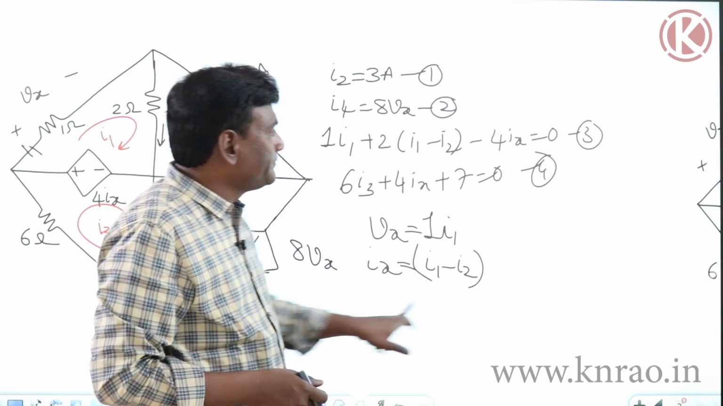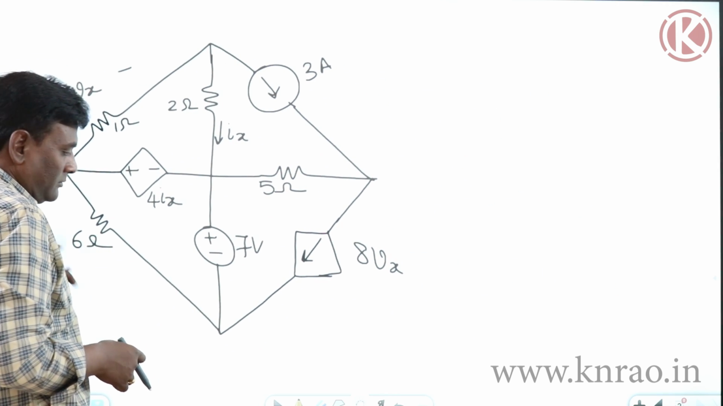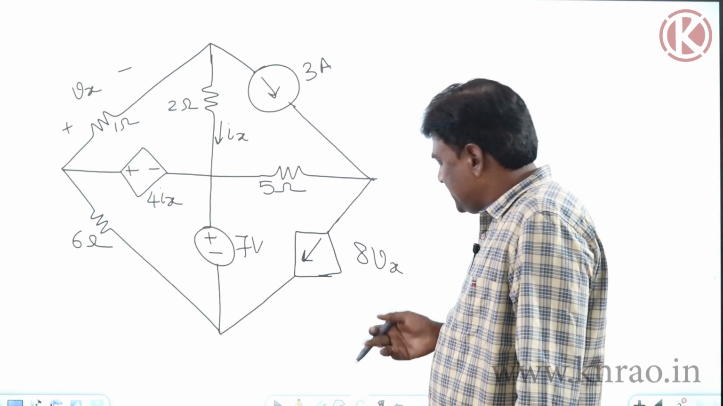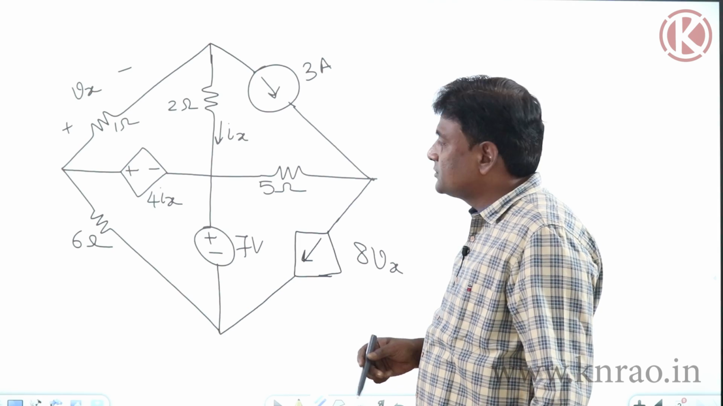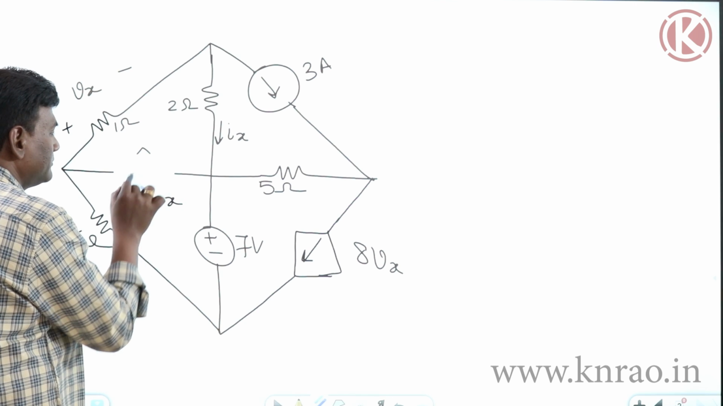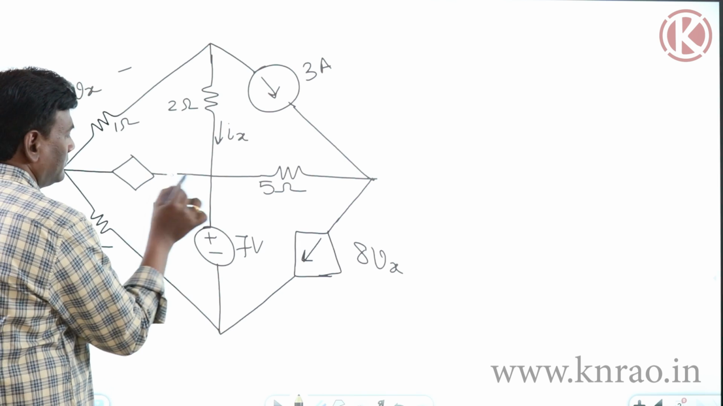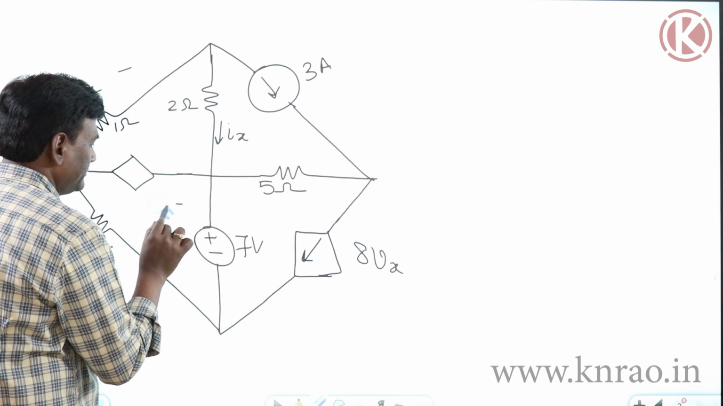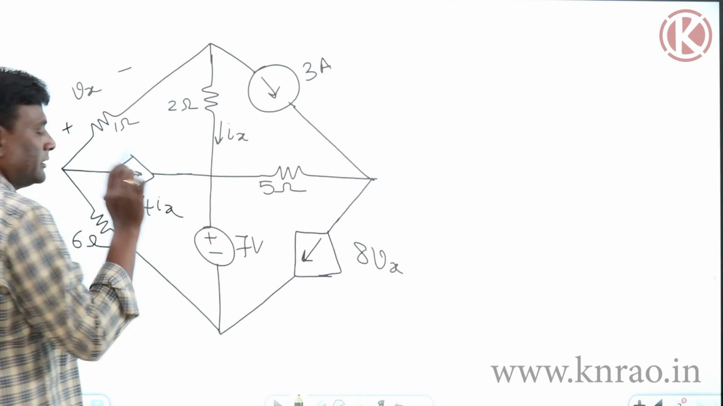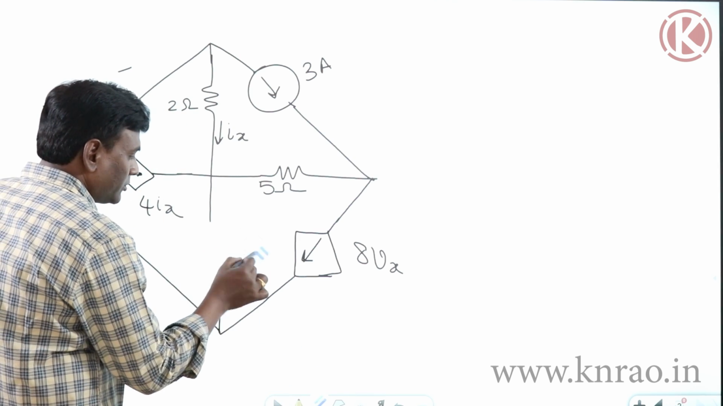Now let us see the same diagram, whatever we have taken till now. Now let me change a few other things also into current sources. For example, this is 4Ix, same, this is 4Ix only, so this is a current source. Now let me change this voltage source also into a current source.